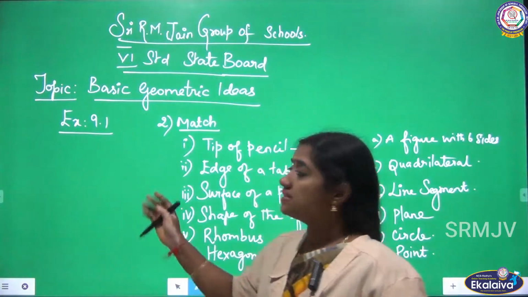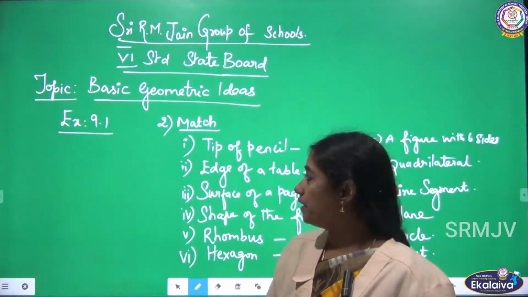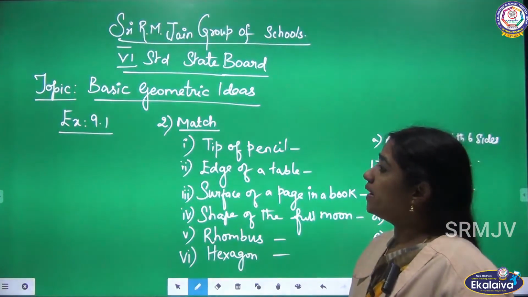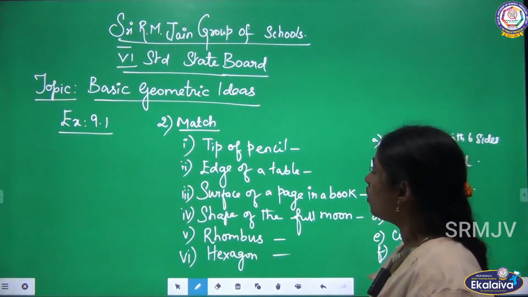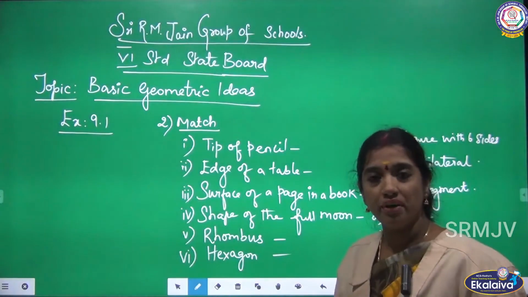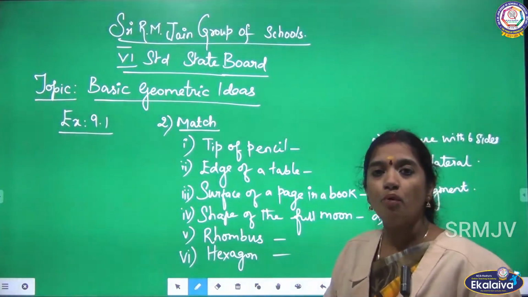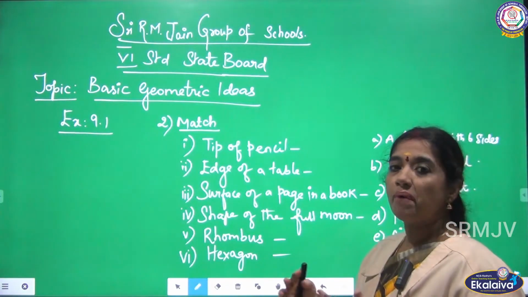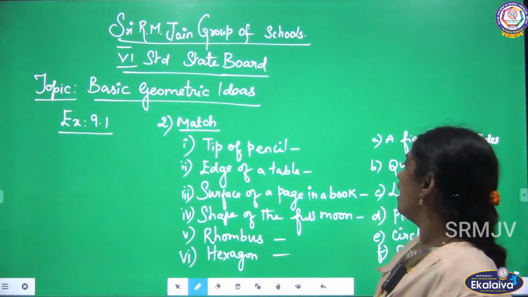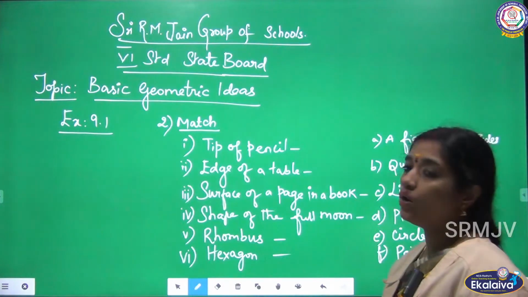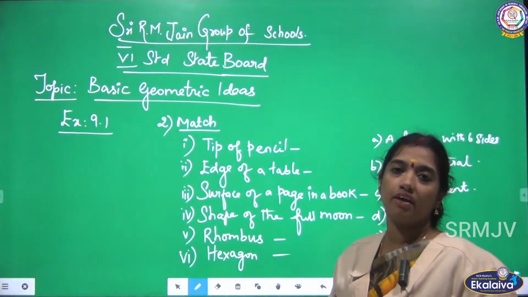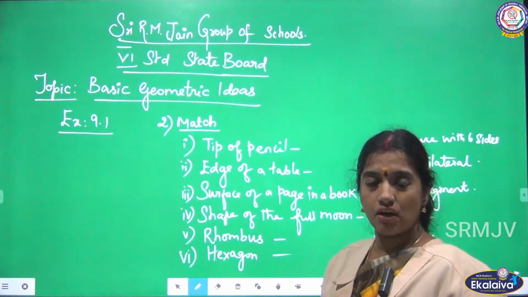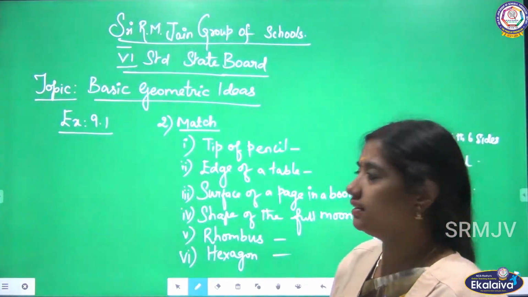Now I am going to discuss exercise 9.1. Okay, listen children. The basic geometrical ideas we have already discussed in the previous class: what is meant by point, line segment, parallel, intersecting, circle, open figure, closed figure, everything we discussed in the last class. Now we are going to recall it, children.